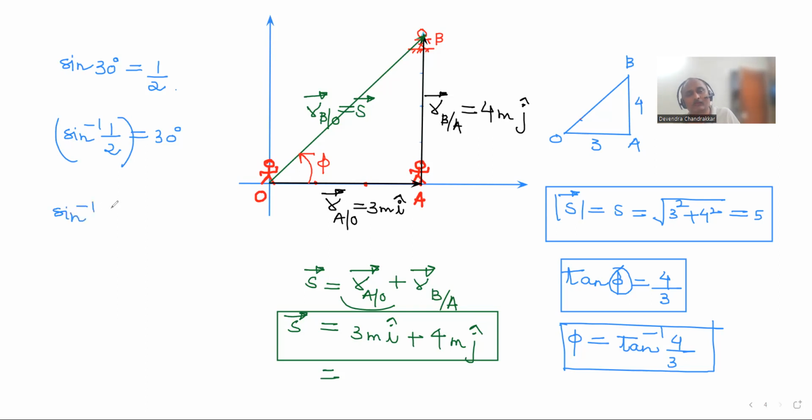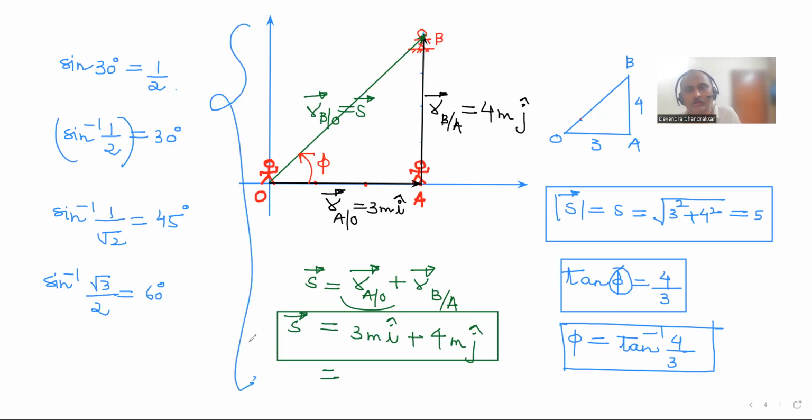Say sine inverse of 1/√2. You are aware of it. It's 45 degrees. Yes or no? Sine inverse of √3/2 is 60 degrees. You are aware of it. So that is how sine inverse or tan inverse functions of trigonometry are used. All of you understood this part or not?